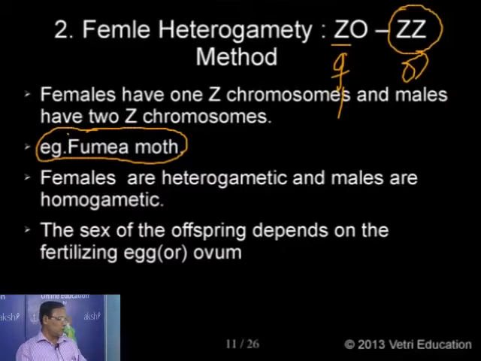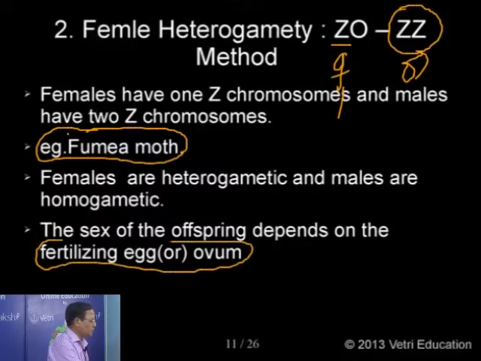Now, what is happening once again here? In the previous case, where the male is heterogametic, the sex of the individual depends on the nature of the sperm that fertilizes the egg. But here, the sex of the offspring depends on the nature of the egg involved in fertilization. Here the sex is determined by the egg, the female gamete. In the previous case, the sex is determined mainly by the male gamete. That's the main difference between these two.